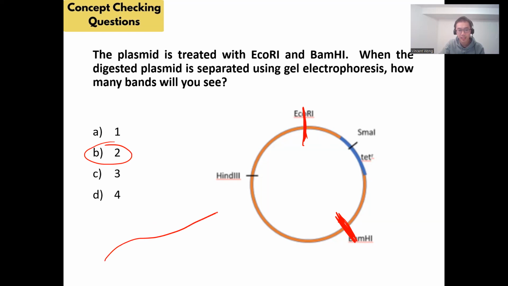It's different from cutting linear DNA, right? If the DNA is straight, it's not a loop, right? And you cut it 2 times, then you actually have 3 bands, right? So you gotta be careful. Are we cutting linear or are we cutting circular, right?